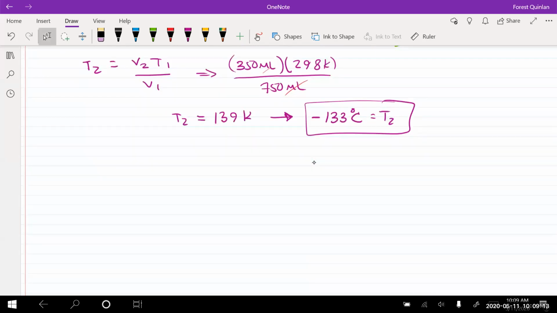And by the way, I do want to point out that even though it's negative 133 C, we are nowhere near the point where nitrogen is going to become a liquid. Liquid nitrogen is 77 Kelvin, so we've got plenty of wiggle room there. Nitrogen behaves for a long time. Okay, so why do we always convert?